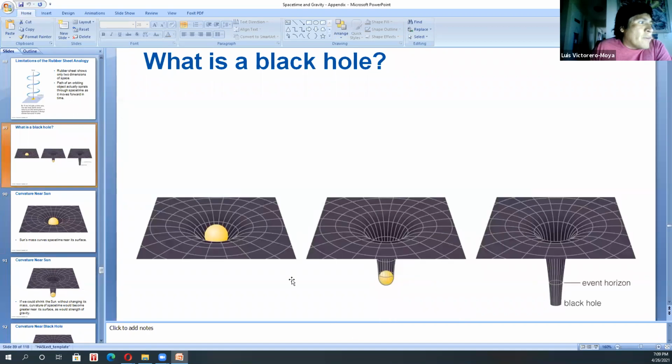Look at this diagram, right? That's a star, like the sun. This will be like a neutron star. That will be a black hole. So what's the difference between each of these?